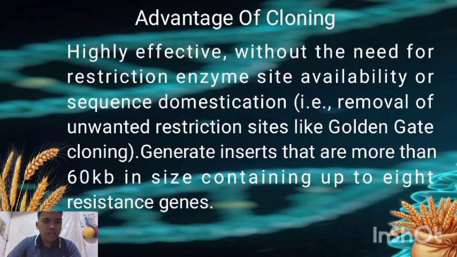Methods of cloning: highly effective without need for restriction enzyme site availability or sequence domestication. Generate inserts that are more than 60 kb in size, containing up to 8 resistance genes. So that is the advantage of the cloning. We are not restricted by enzyme site availability or sequence domestication. So you are just copying.